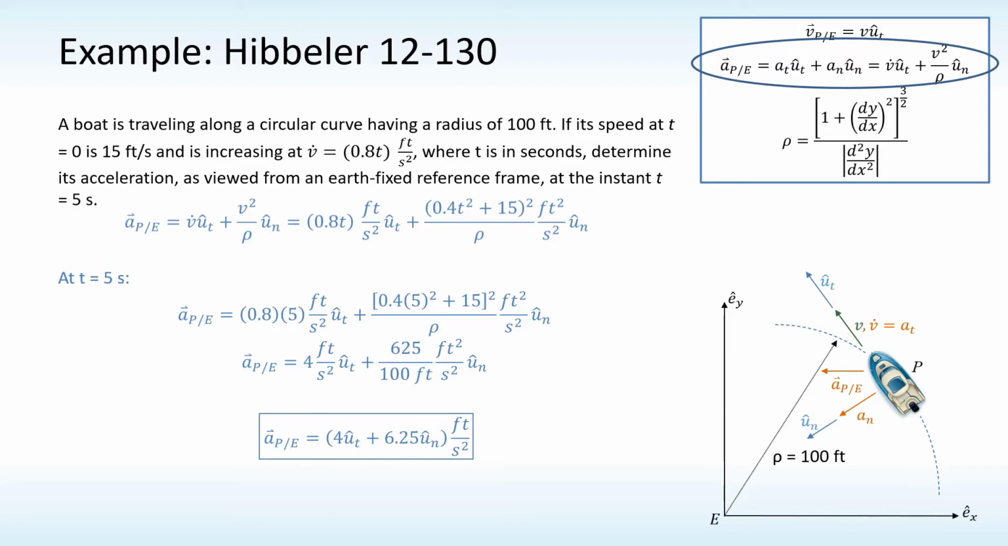We were given the acceleration in the tangential direction in the problem statement, but what is the acceleration in the normal direction? Well, this is called centripetal acceleration. It is the acceleration required to keep the boat on the curved path. Otherwise, it would continue on a rectilinear path.